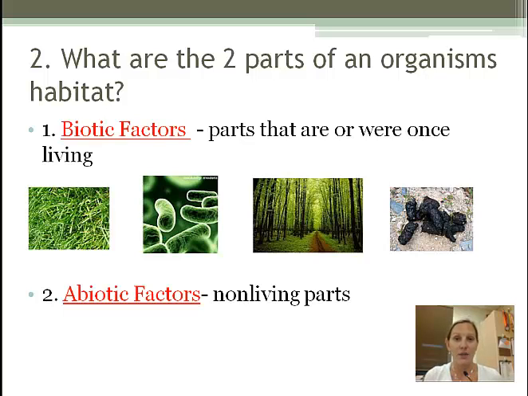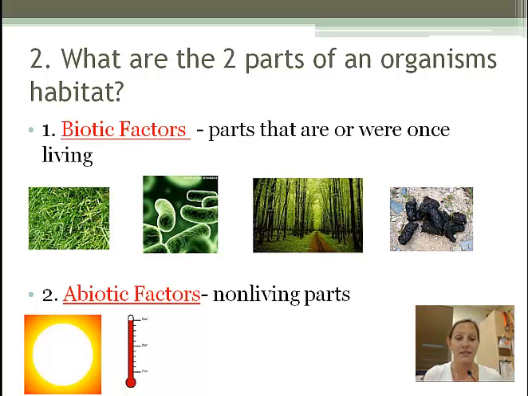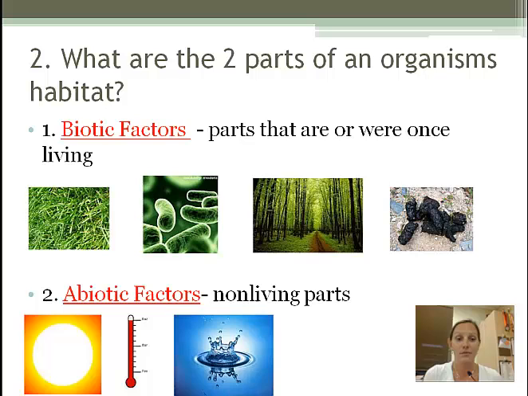All right, the second part is an abiotic factor. Those are non-living parts of an organism's habitat. That would include the sun, the temperature of the place, whether it's hot or cold, the amount of water or precipitation it receives, and the amount of oxygen. All 4 of these are abiotic factors. So you can see that living things and non-living things influence an organism's habitat.